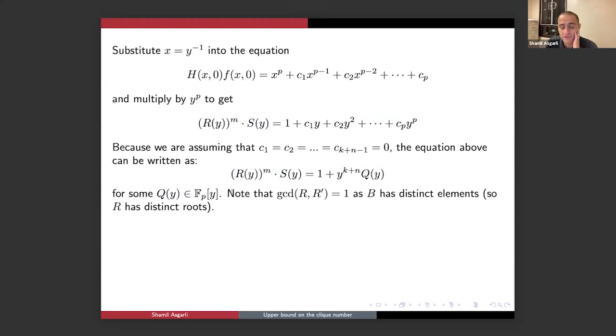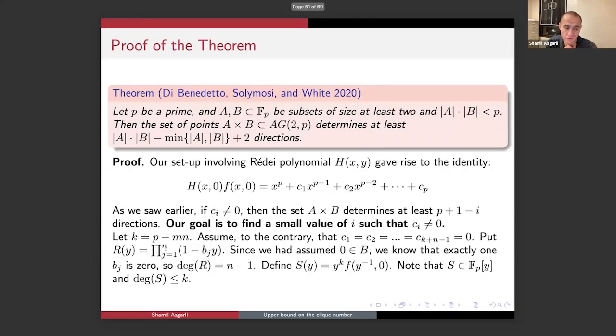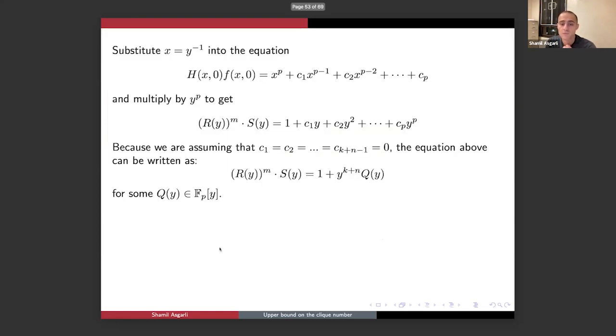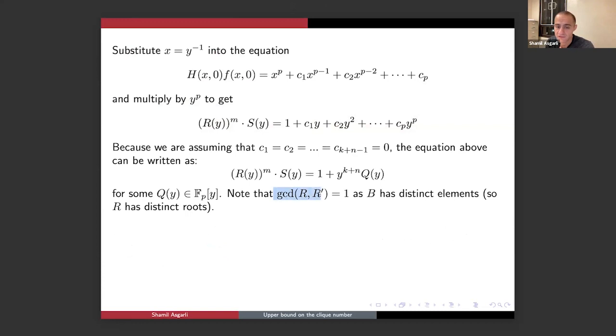Notice that the GCD between R and R prime is 1. This is because B has distinct elements. And if B has distinct elements, R has distinct roots, because the definition of R involved taking a product of elements of B. So if the B_j's are different from each other, then of course this polynomial has distinct roots. And having distinct roots is known to be equivalent to the GCD between R and R prime being 1.